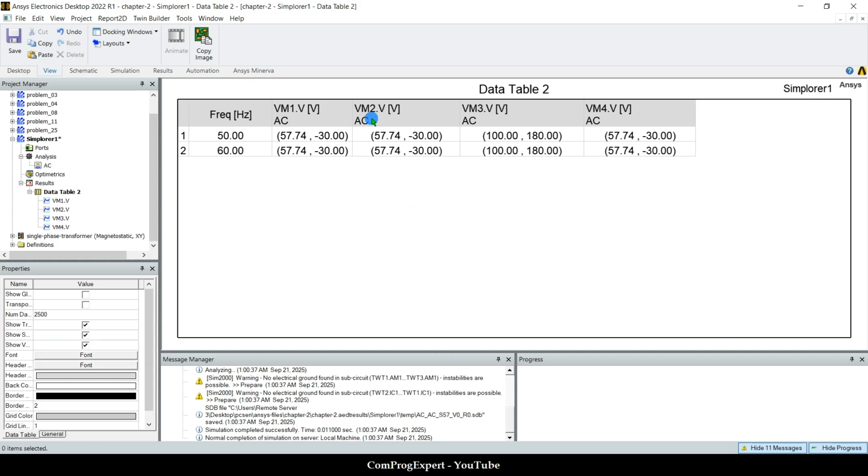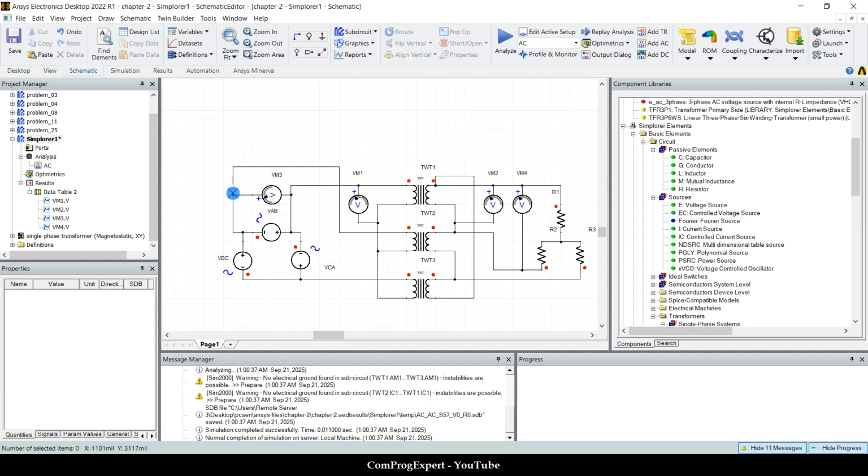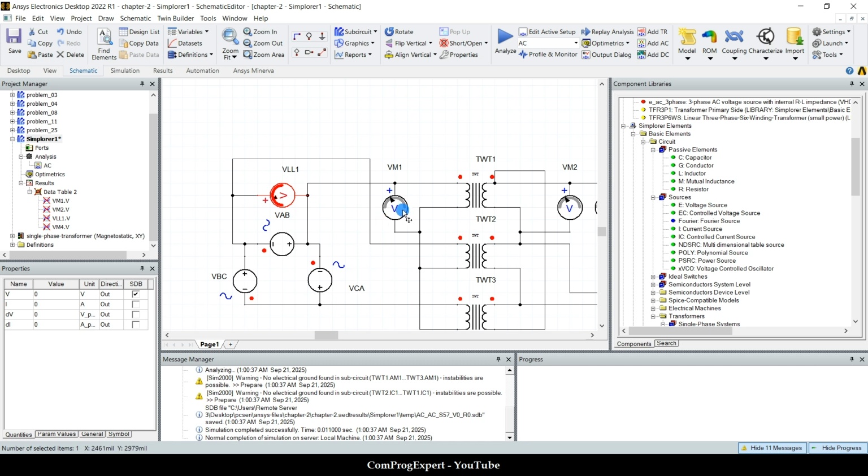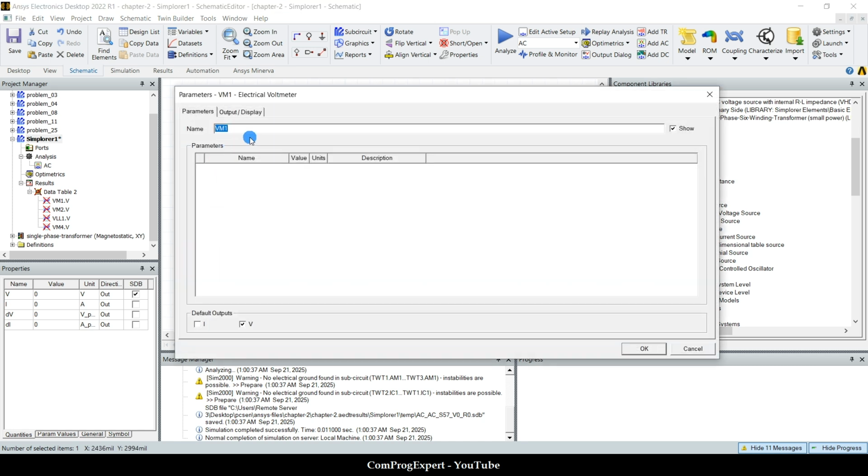What is the amplitude of the VM3? VM3 is V line to line 1. Also here you can select the proper names. This is VLL for the primary. This is V phase for the primary.